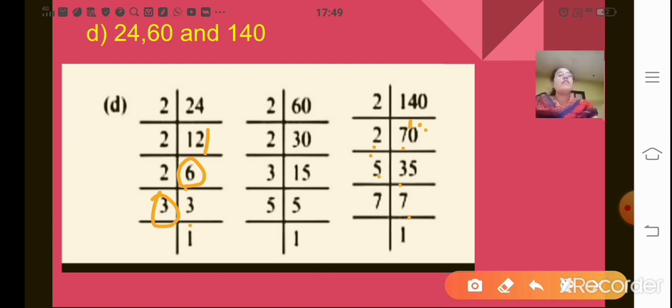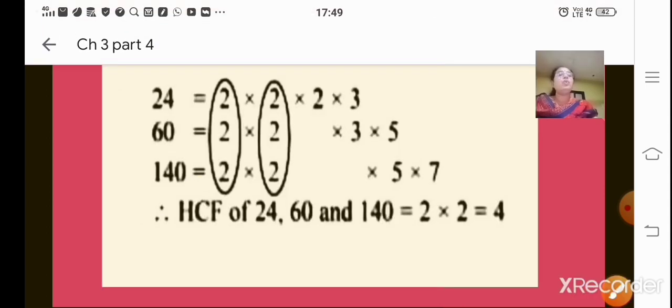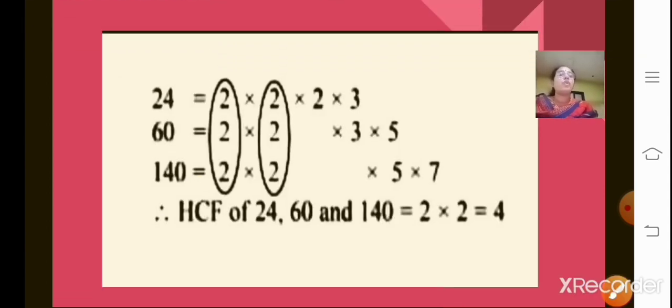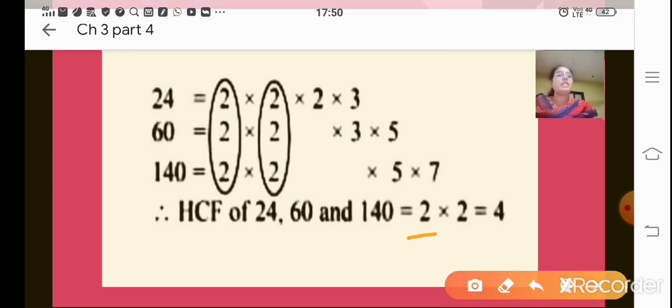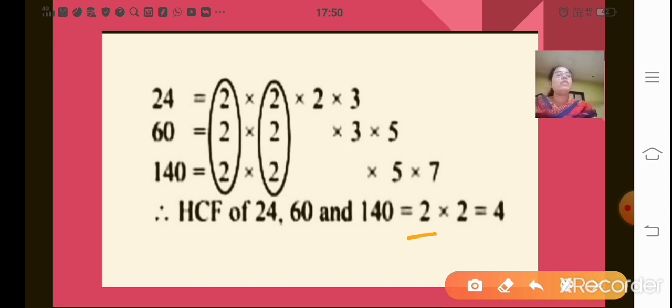Okay. After finding the prime factors, what will you do? You will write the prime factors of all the 3 numbers, and whichever is common. Now 2 is common in all the 3 numbers, so we have taken 2 as a common factor. Again one more 2 in all the 3 numbers, so 2. Apart from that no other number is common. So 2 twos are 4. Okay, so 4 is the highest common factor of 24, 60 and 140.